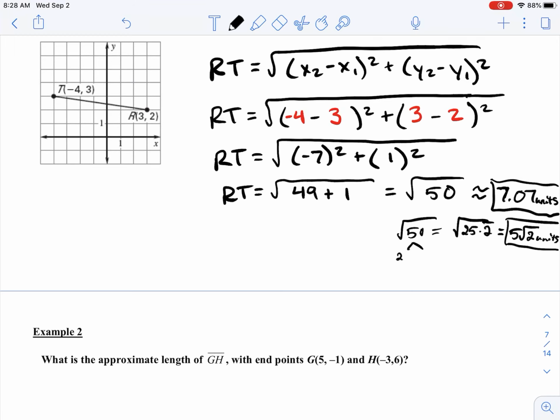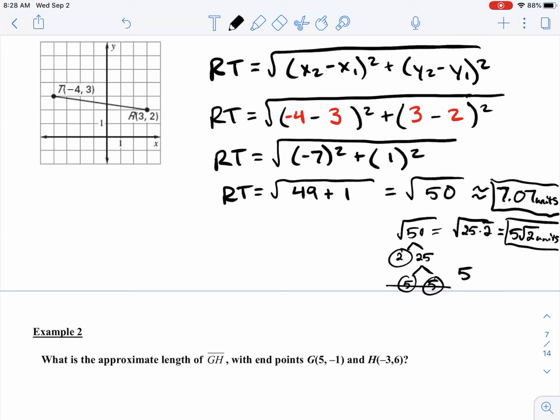So the square root of 50, two numbers that multiply to get 50 are 2 and 25. 2 is a prime number, it's a dead end, so I'll circle it. 25, I can split up into 5 times 5, and 5 is a prime number. Then to get the final answer, I would say I have a pair of 5s. I have a pair of 5s here.